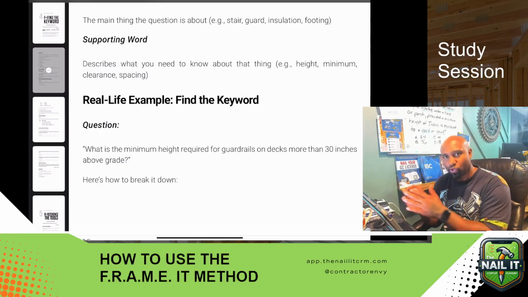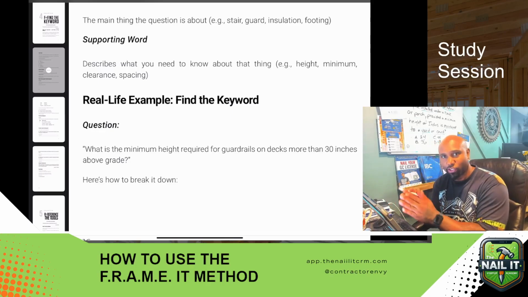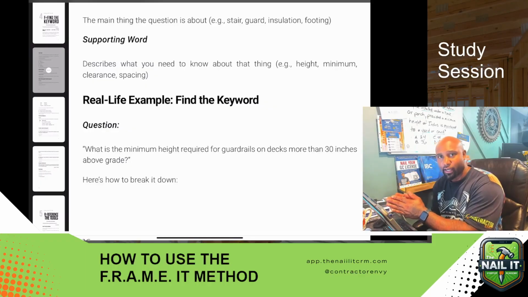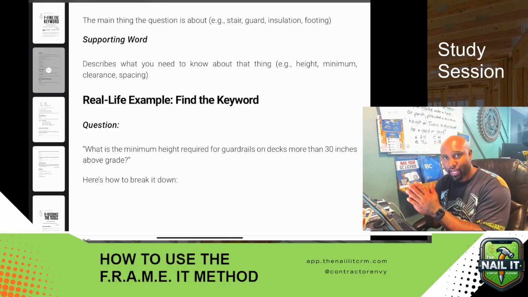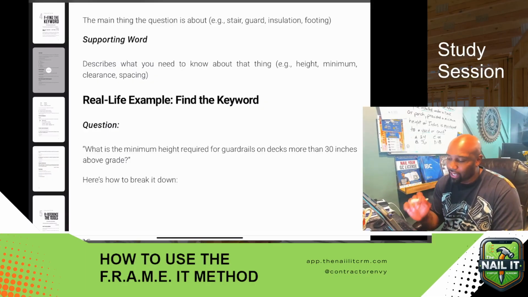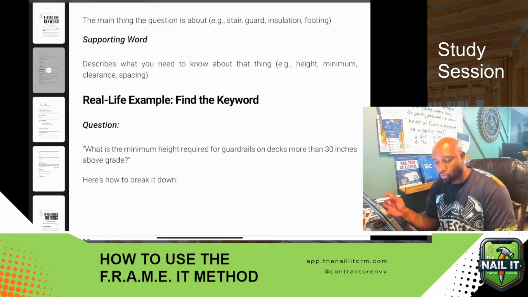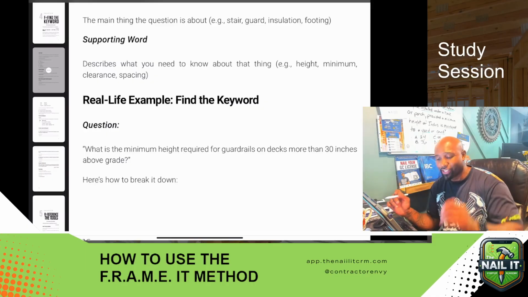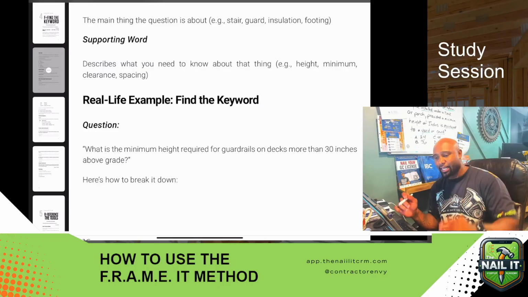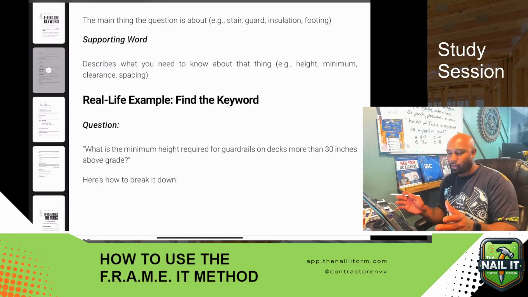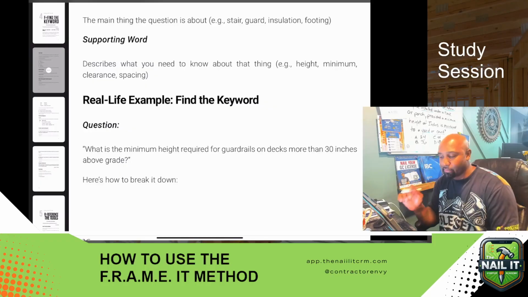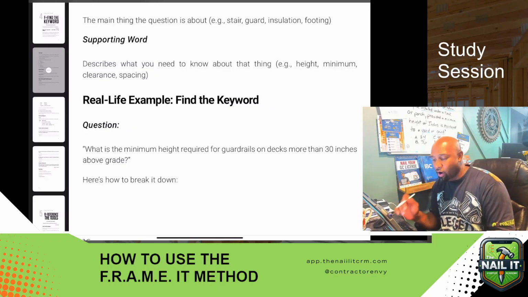Even when you're doing the practice quizzes, this is what you should be doing with every single question, and it's going to keep you aligned with strategy, confidence, and timing. So in this question, it says, what is the minimum height required for guardrails on decks more than 30 inches above grade? All right, what's our keyword? Go ahead and put them in the comments below. What's our keyword?